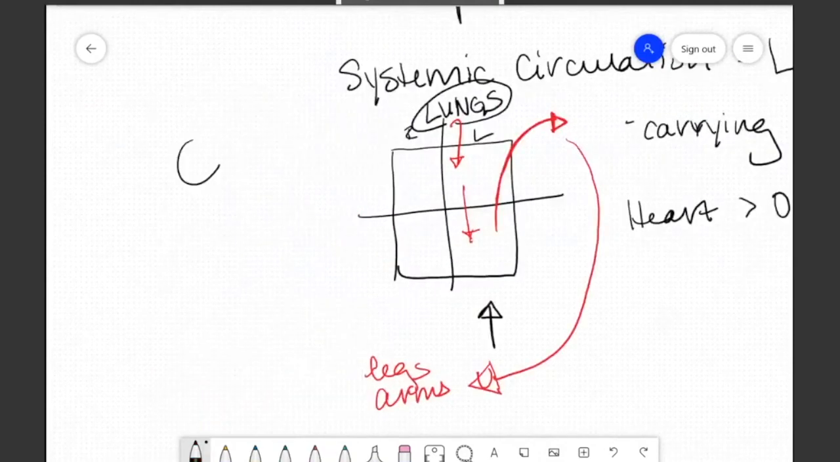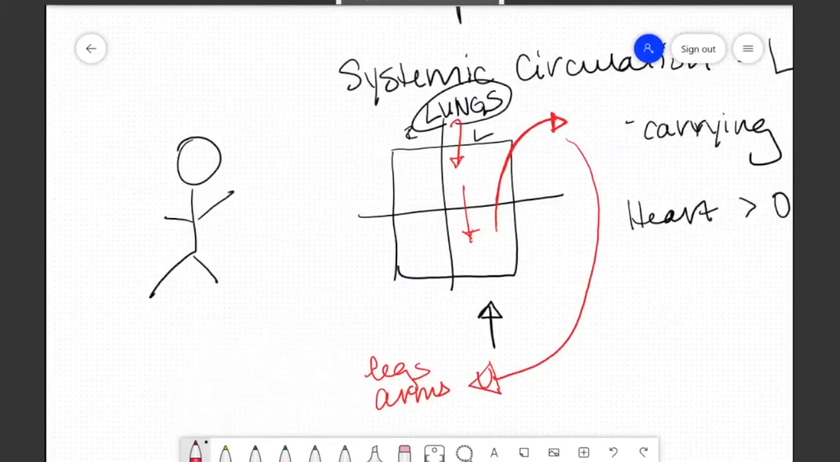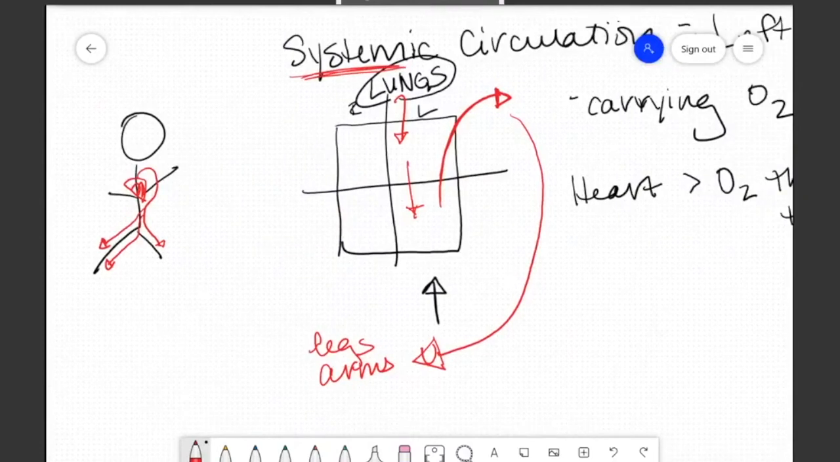when we have the blood leaving our heart here, it is going to go to our system. That is why it's called systemic. It is going to the body.